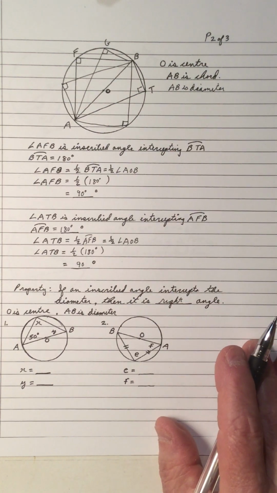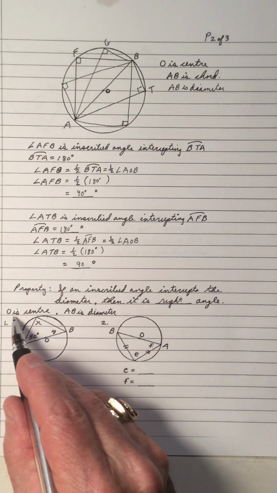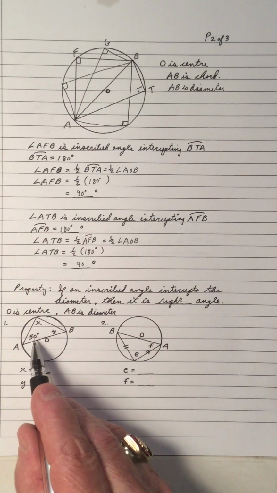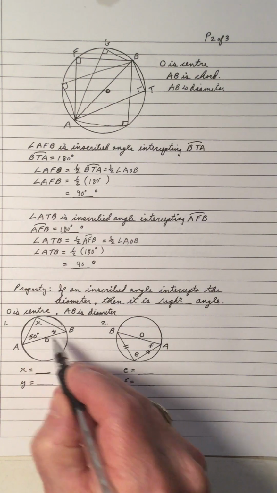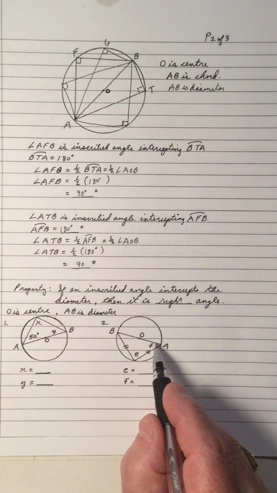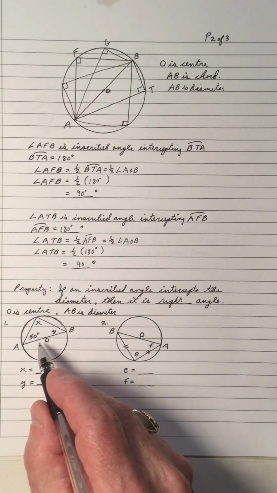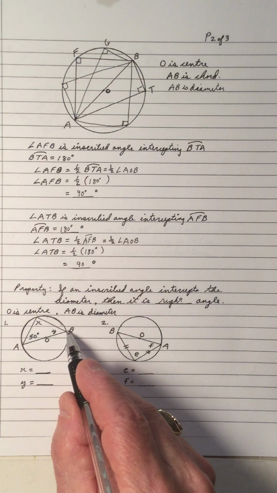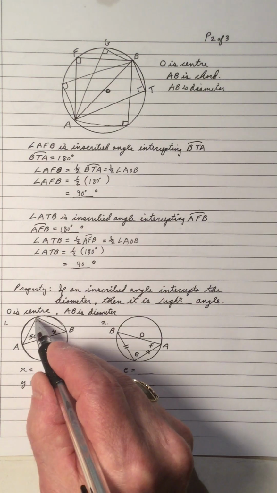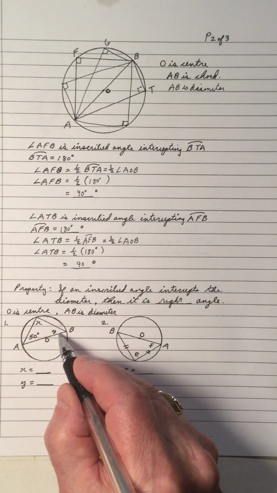So let's do some examples or practice on using that property. So O is the center of these circles. I want to state that instead of a statement for each one: AB is the diameter for each of these circles. So let's work these out. What we have is this is the diameter, and notice that this angle here is inscribed off the central.